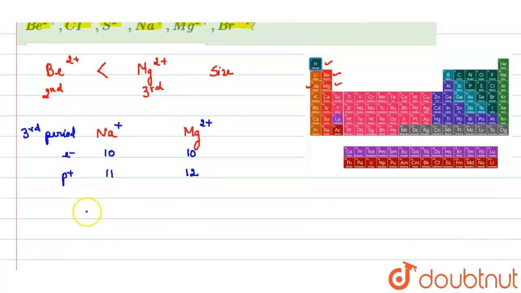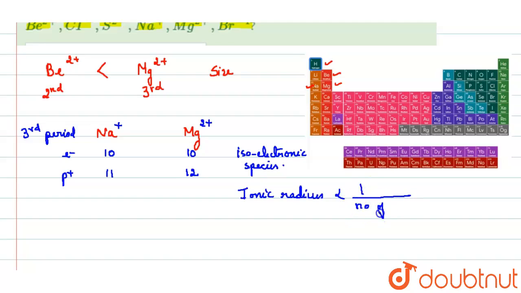So these are called isoelectronic species. The reason behind that is they contain the same number of electrons. For isoelectronic species, we know that ionic radius is inversely proportional to the number of protons. The one which has a higher number of protons will have a lower ionic radius. So magnesium has a higher number of protons, so its ionic radius should be smaller.